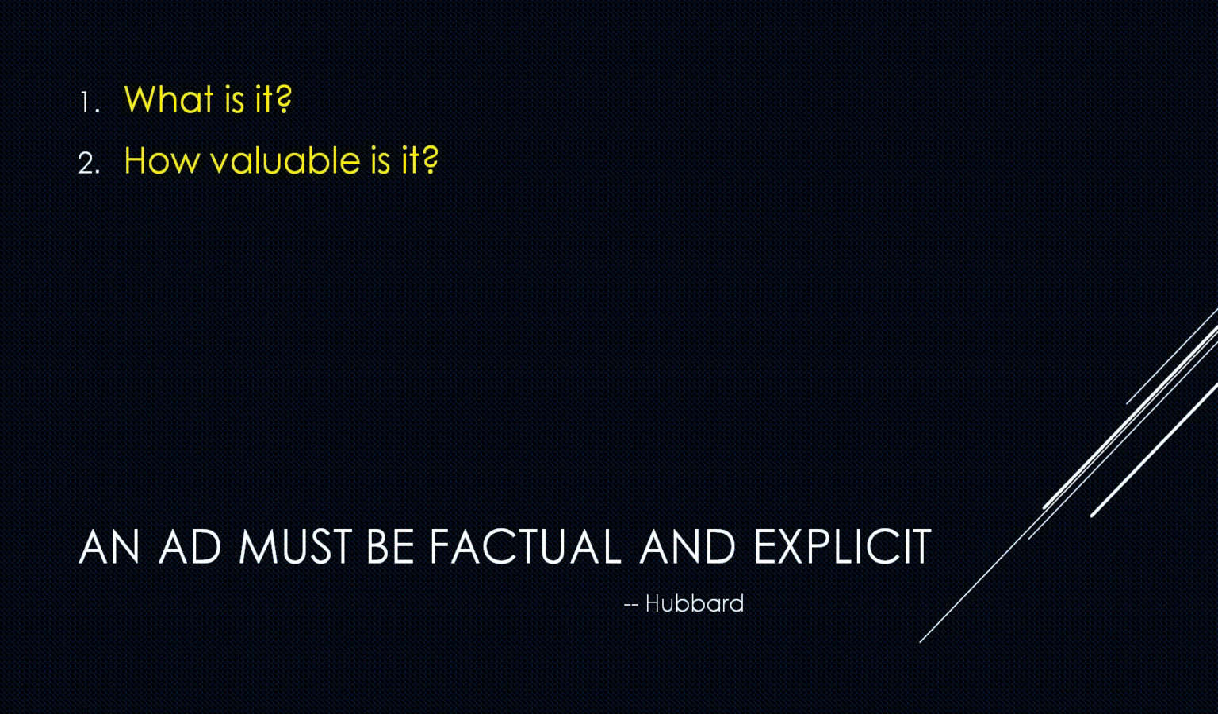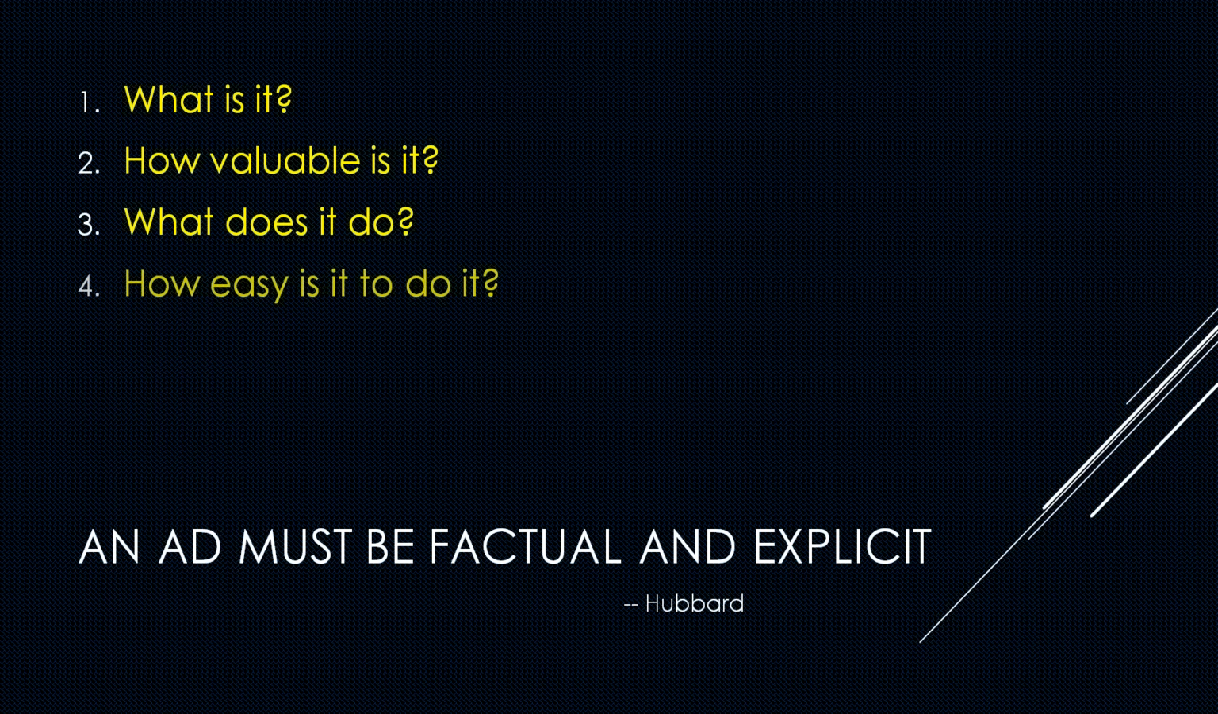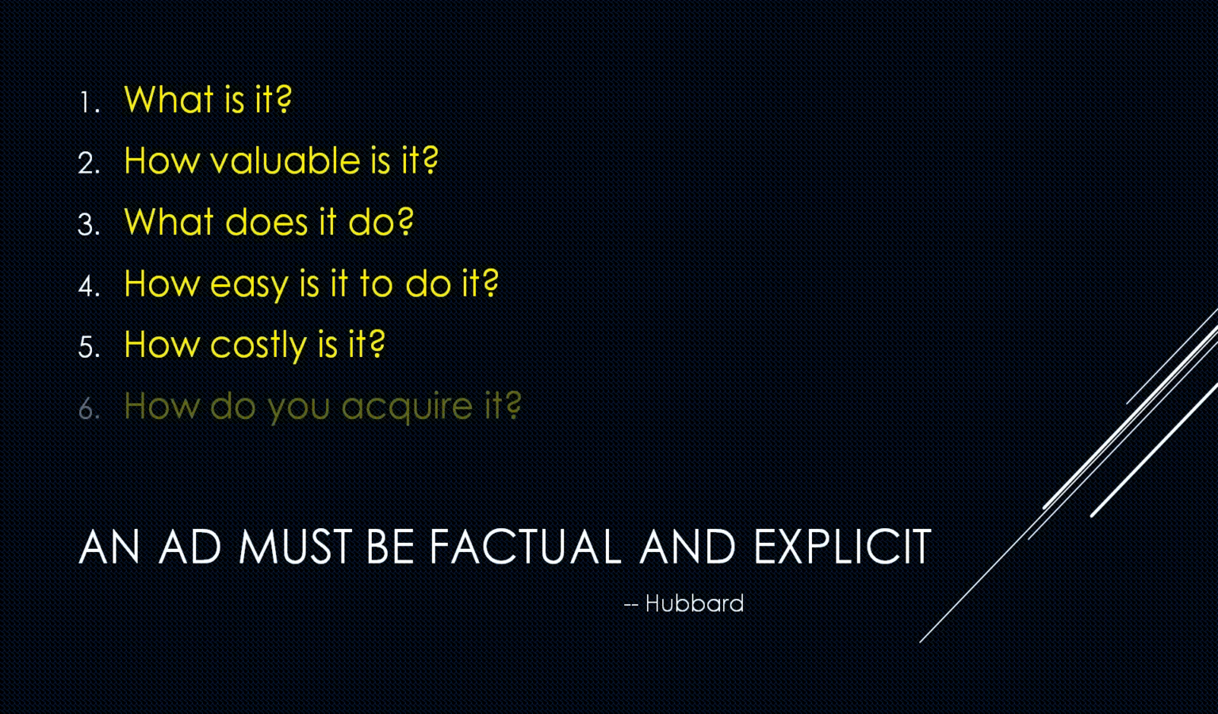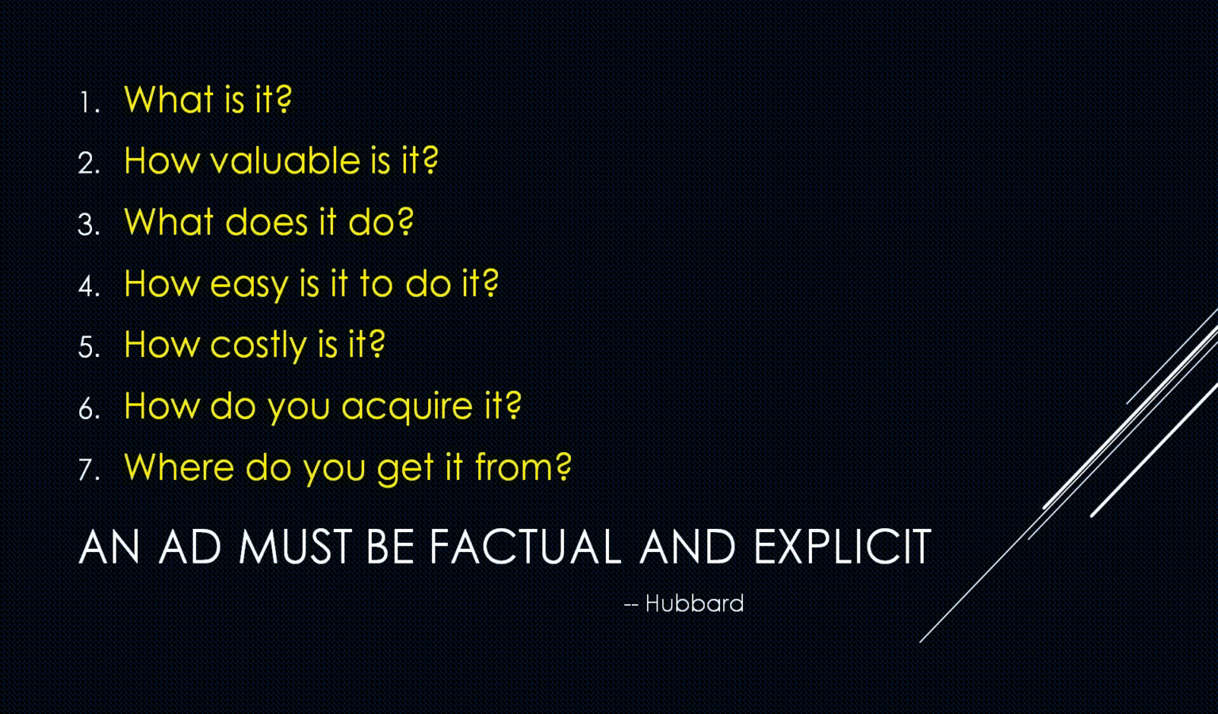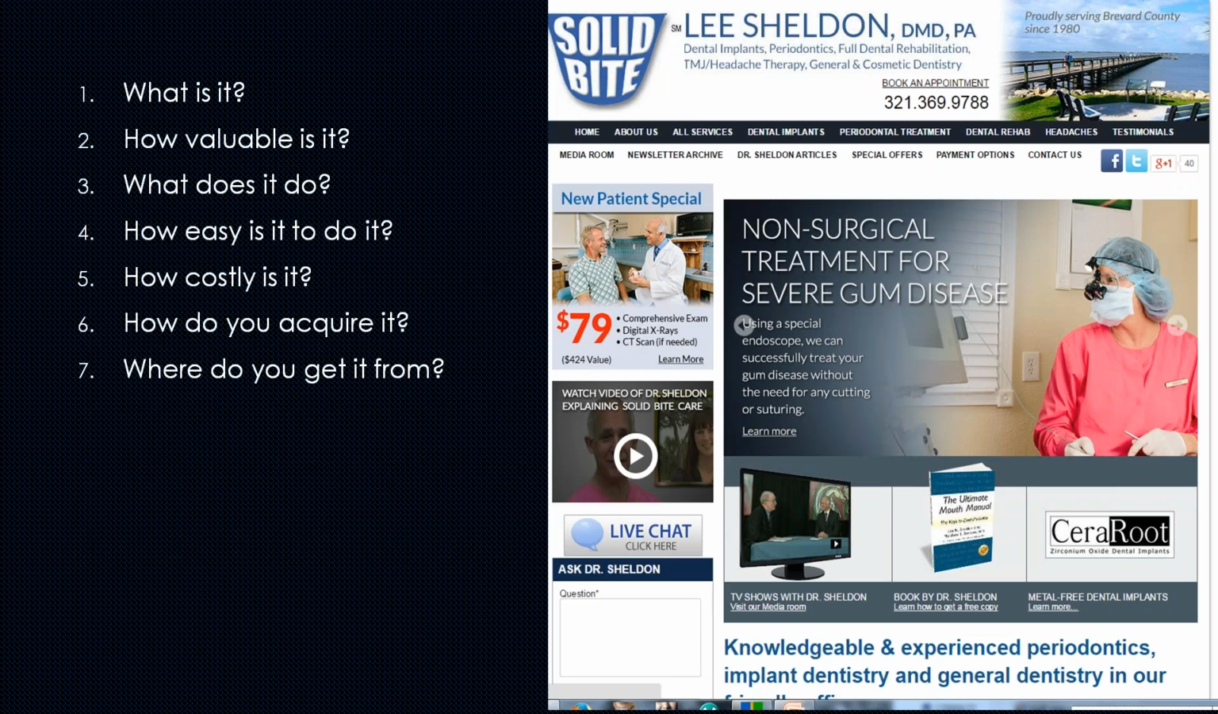Number 2, how valuable is it? Number 3, what does it do? Number 4, how easy is it to do it? Number 5, how costly is it? Number 6, how do you acquire it? Number 7, where do you get it from? Those are the 7 items that are important. Let's see how Gilead applied these 7 principles to our website.